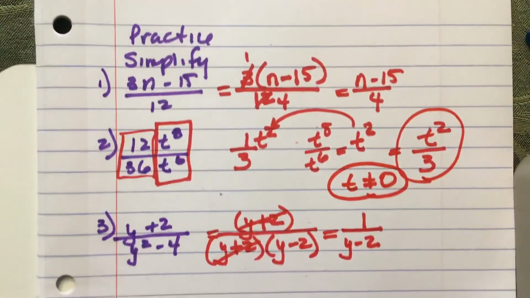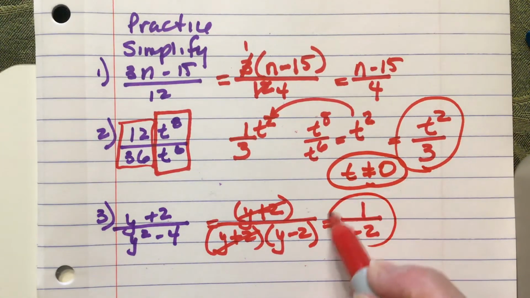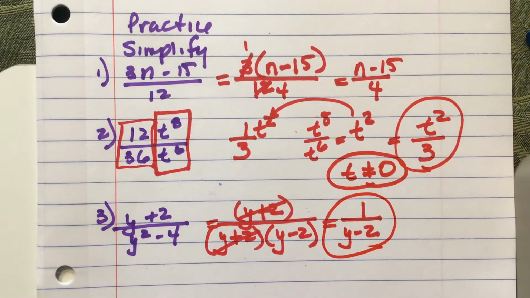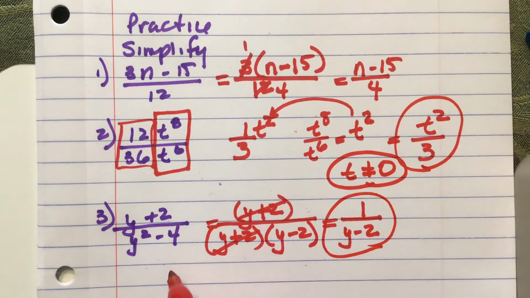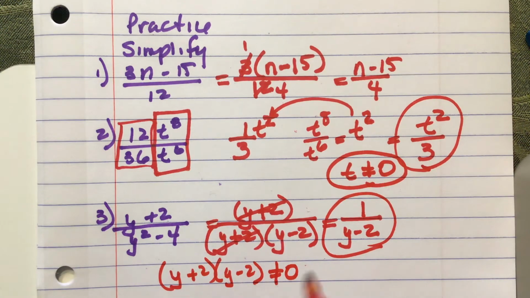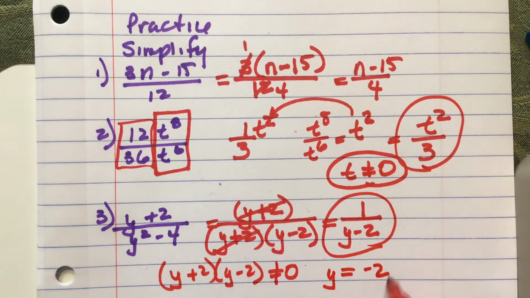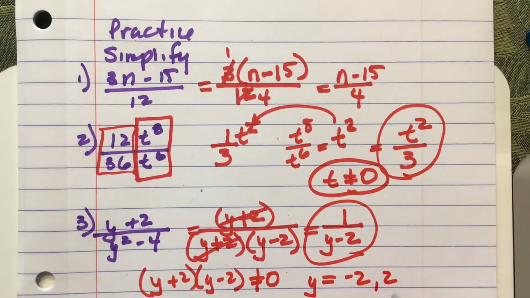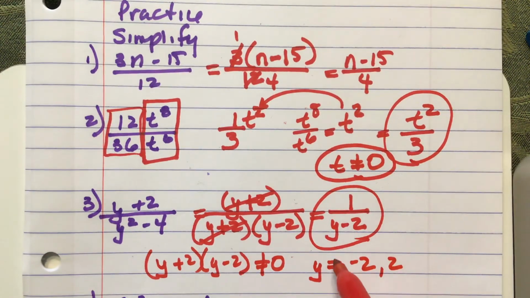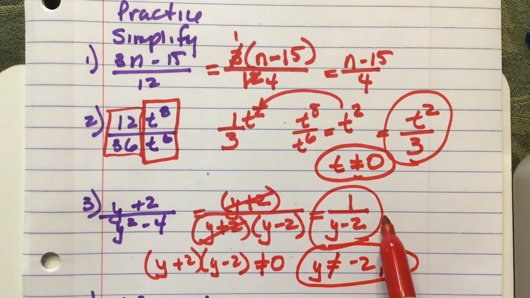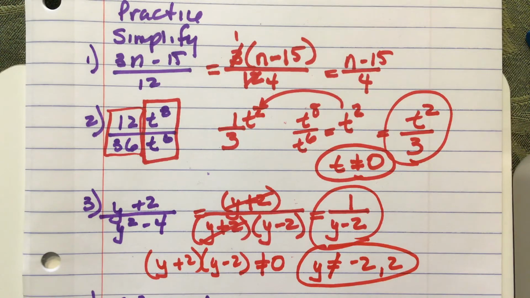Now in this second one that we just did, I simplified it to be 1 over y minus 2. But I have to go back to my original expression before I canceled things out, and I have y plus 2 times y minus 2, and that cannot be equal to 0. So if y is negative 2, it's going to make it 0, and if y is positive 2, it's going to make it 0. So my restriction is that y cannot equal 2 or negative 2. So I have an answer when I reduce it, but I also have to state the exclusion that I'm not allowed to have y equal those values.